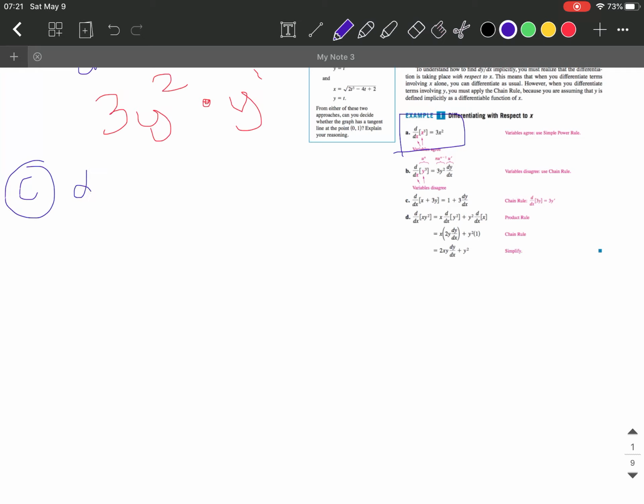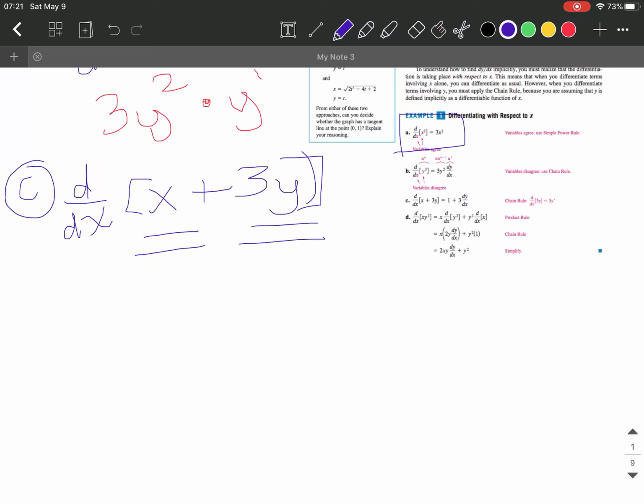Find the derivative with respect to x of x plus 3y. Okay, so here it's a polynomial function, so you just take terms, doing one term at a time. The derivative with respect to x of x is just 1. The derivative with respect to x of 3y, well, the derivative of 3y is 3, but since it's not the same variable, we need to put y prime right next to it.